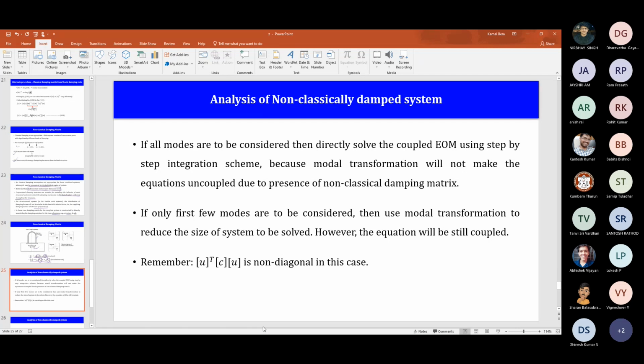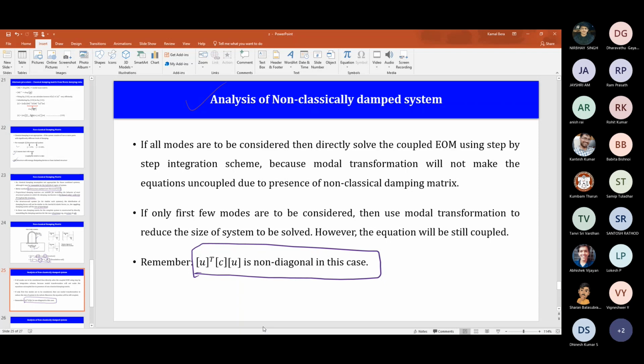So how to do the analysis for the non-classical damping system? Because finally you have to do the analysis to get the response. That is the aim. Remember, obviously this is not diagonal in this case. If all the modes are to be considered, say the system is very small with a few modes, almost all of them quite important, and accuracy is required, then there is no other option but to solve the equation of motion directly. You have to solve the coupled equations of motion using an integration scheme.